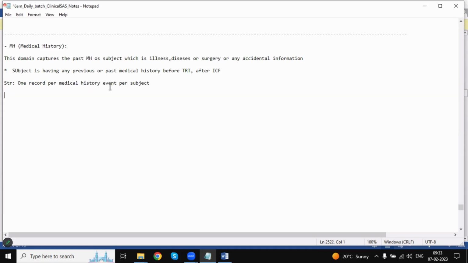Okay. So what is the topic variable here? What is the topic variable for AE domain? AE term, right? So similarly, the MH domain is going to be MH term, your topic variable.